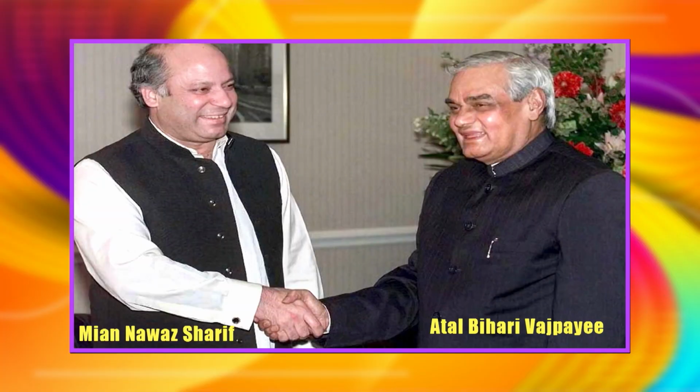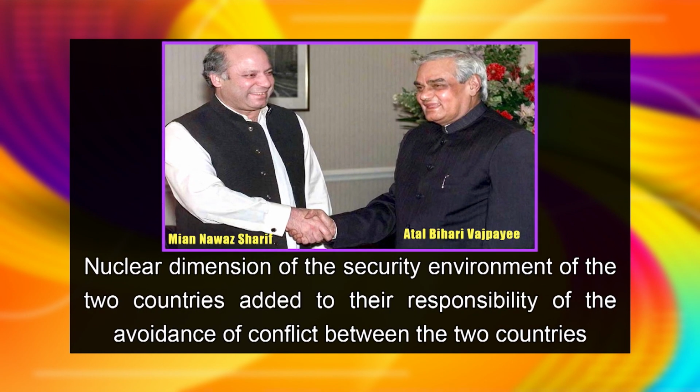In the ministerial statement, the Prime Ministers recognized that the nuclear dimension of the security environment of the two countries added to their responsibility for the avoidance of conflict between the two countries. The text of the MoU concerned the terms of nuclear risk reduction. It emphasized measures to improve nuclear security and prevent an accidental nuclear exchange. One of the measures sought to prevent the accidental or unauthorized use of nuclear weapons. Another called for creation of communication mechanisms similar in some aspects to those required by the Convention on Early Notification of a Nuclear Accident.